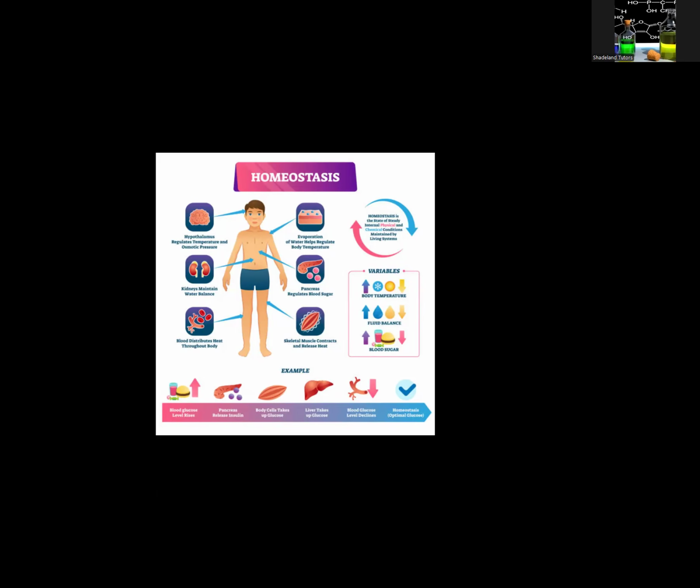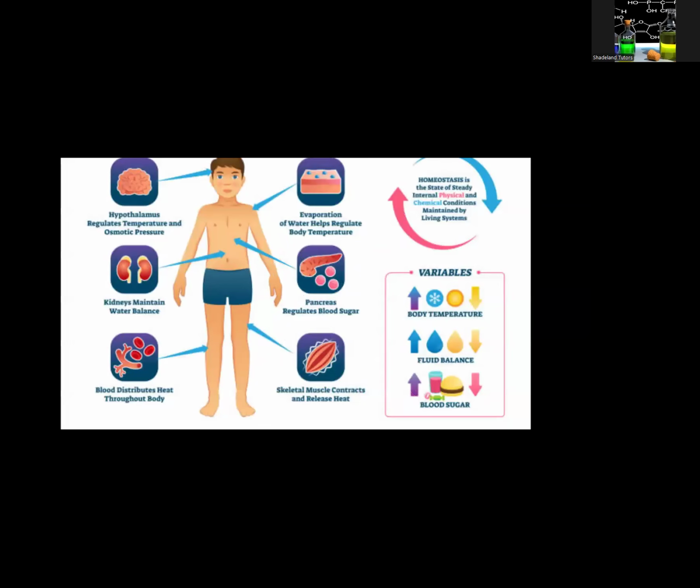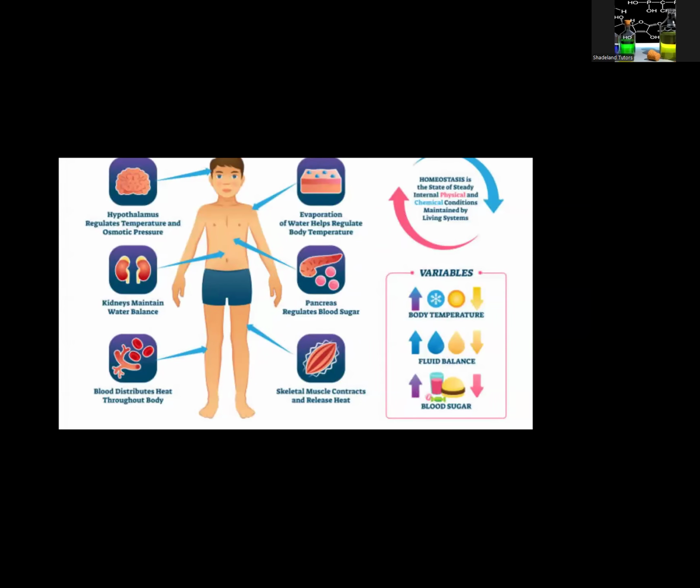So I hope we can see the picture on the screen very well. So here you see the body of a human being. Now you see the hypothalamus for regulating temperature and osmotic pressure. Then the kidneys maintaining our water balance. You can see that some days you produce a lot of urine. Some days you produce a little urine. Then we have blood distributing heat throughout the body so that no one part of the body is hotter than the other part. So as the blood is going around, heat is circulating around the body so that the temperature of the body is uniform.